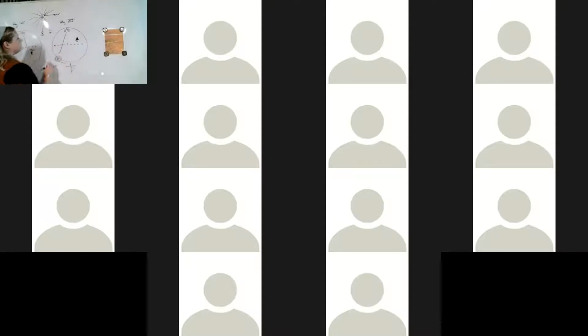But now that I can see it's somewhere near me, 273 is approximately what cardinal heading? North, south, east, or west? West. Yep, about 270, so it's about west. What would this side of the compass card be? East. How about this one? North and south. Okay, so I'm visualizing to myself the cardinal headings.